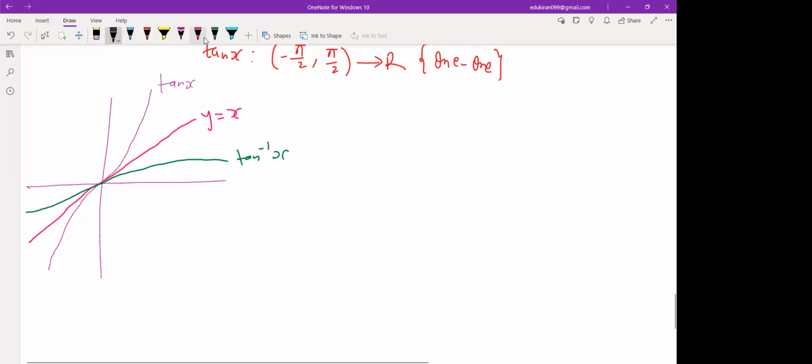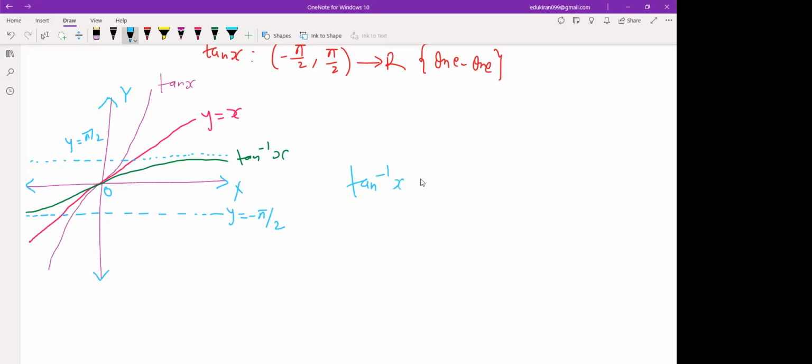It will be almost parallel to the line y equal to pi by 2 and also to the line y equal to minus pi by 2. This is origin. This is x-axis. This is y-axis. So tan inverse x, if you see that green curve, it is from real numbers to minus pi by 2 to pi by 2.